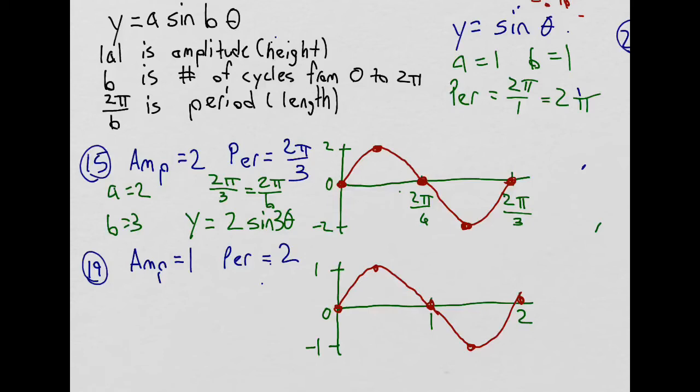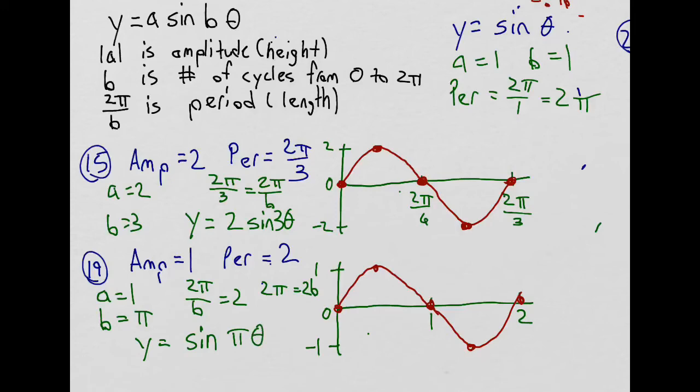Okay, now writing my equation. Amplitude is 1, A is 1. Period is 2. So I know 2 pi over b is equal to 2. I'm just going to multiply. So 2 pi is equal to 2b. Okay, that means b has got to be equal to pi. So my equation is y is equal to 1 sine, I'm not going to bother writing 1, so sine pi theta. Okay, there you go.